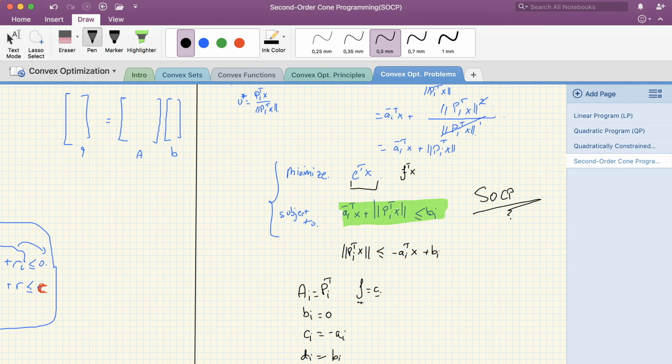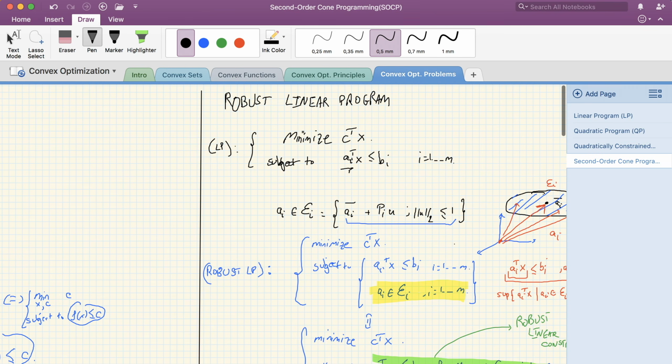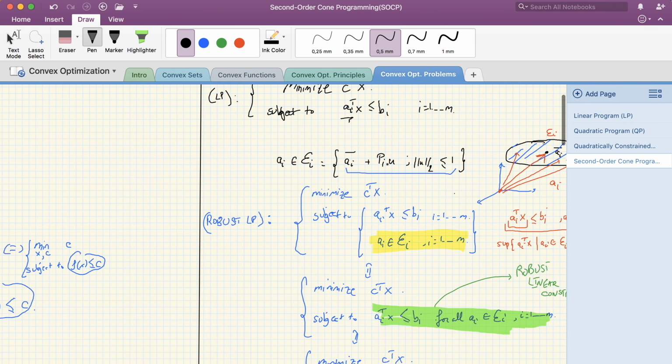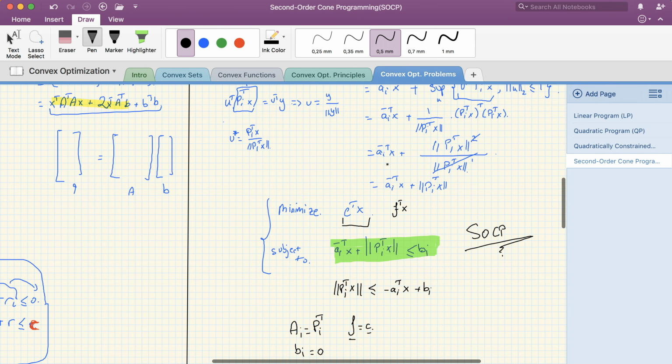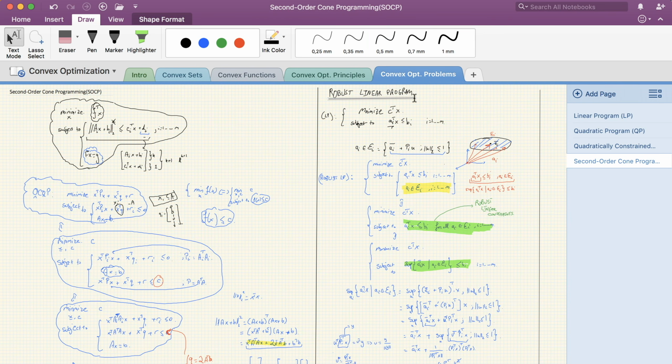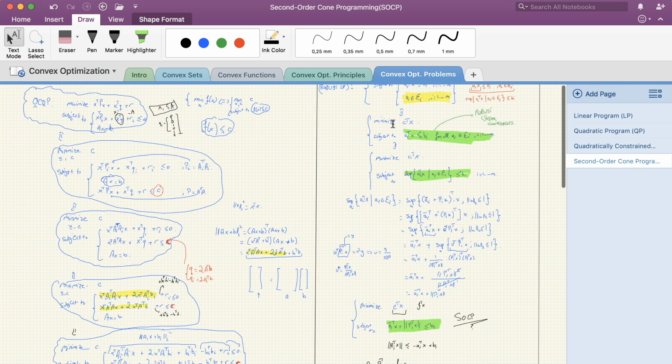And that's it. So any robust linear programming, and not only restricted to one AI, you could also do this to the BIs. You could do the same steps and you reach an SOCP. Right, so we've just seen how to form a robust linear program, which is a linear program with some uncertainty around the parameters of the problem. We've seen how to form this as an SOCP right here.